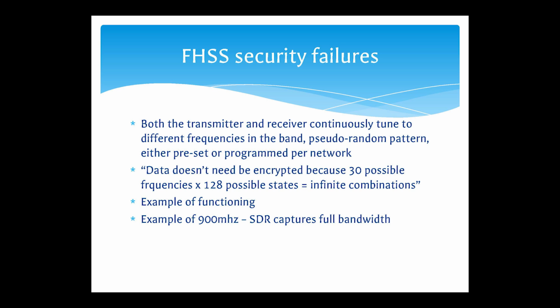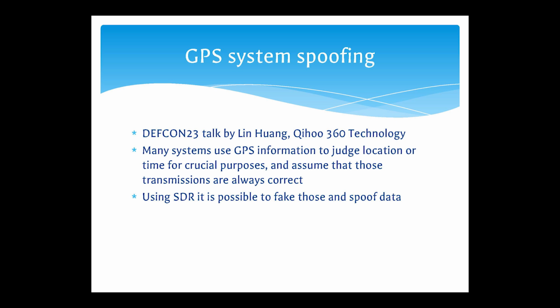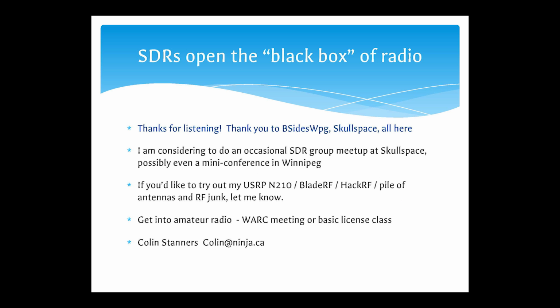Another example seen at DEF CON 23 was GPS spoofing. A lot of processes were put in assuming GPS was correct and authenticated data, but it turns out that you can spoof it with an SDR. You can fake locations, you can fake times, and all of that means that processes which assume GPS is secure or even true are not that secure. So SDRs open the black box of radio.